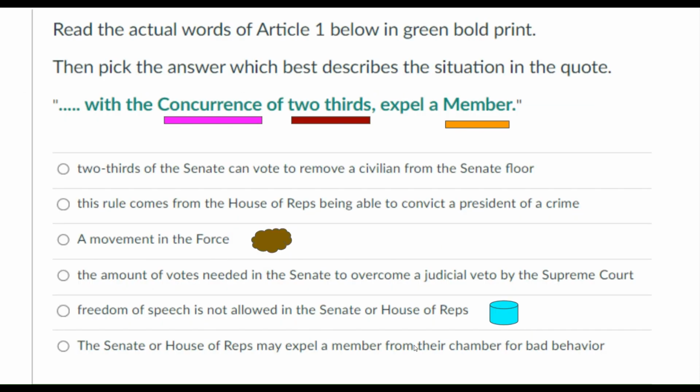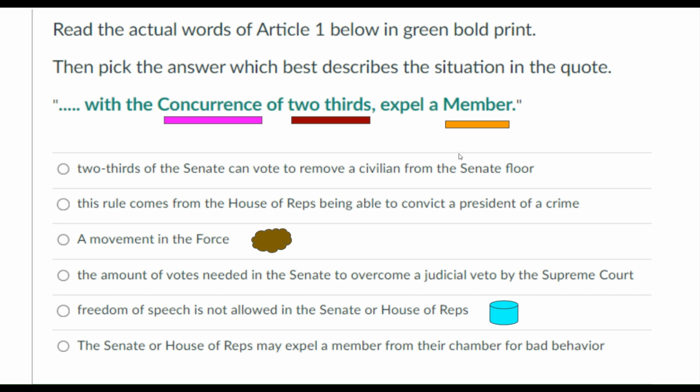Our last example, read the actual words of Article 1 below in green bold print. Then pick the answer which best describes the situation in the quote. Okay. Notice the brown cloud down there, a movement in the force. This is not Star Wars. Okay. Now, look at the green language. With the concurrence of 2/3, expel a member.